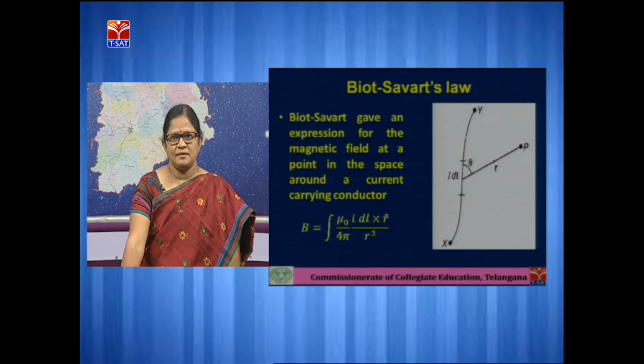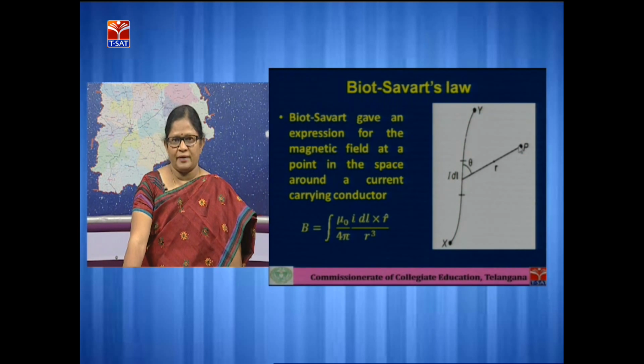Let us see, this is a conductor of infinite length passing like this. In this we consider a small length element dl. We consider another point P at a distance r from this length element. So the magnetic field at this point P depends on three factors basically. One is the length of this element we consider.